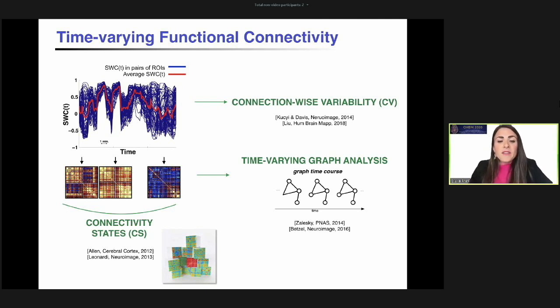The property and the interpretation of these connectivity states depend strongly on the technique that was used to obtain them, of course. So, for example, K-means clustering was introduced by Allen and colleagues in 2012, and after that broadly used by many people in the literature, or PCA was introduced by Leonardo in 2013, but other methods have been used, like dictionary learning and so on.